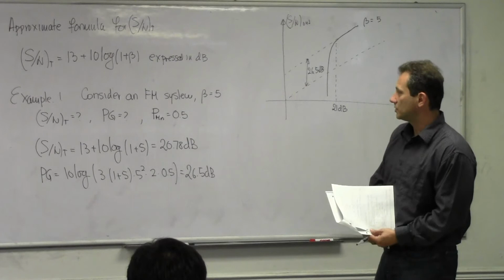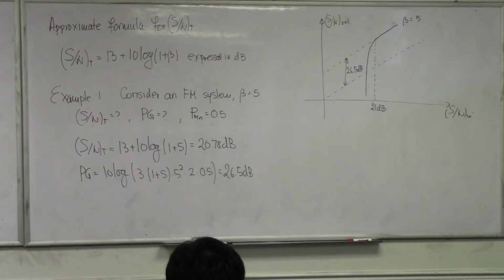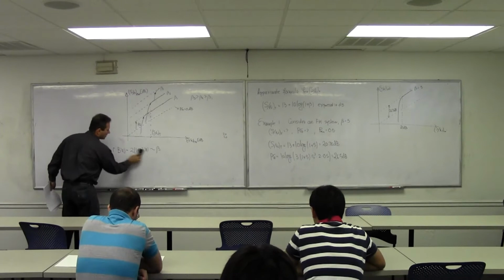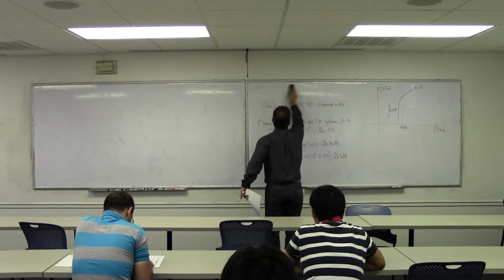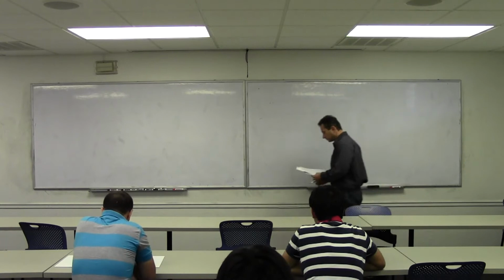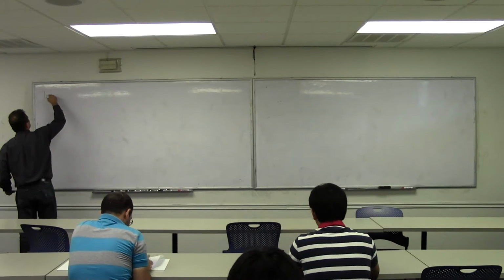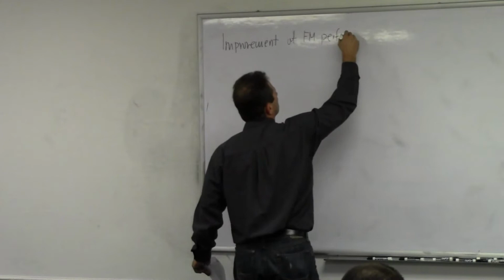We noticed one thing last time, and I promise that we're going to elaborate more on it, and that's the fact that the output noise in an FM system does not have uniform, or does not have flat spectral characteristics. Let me refresh your memory there. So, improvement of FM performance due to spectral shaping.